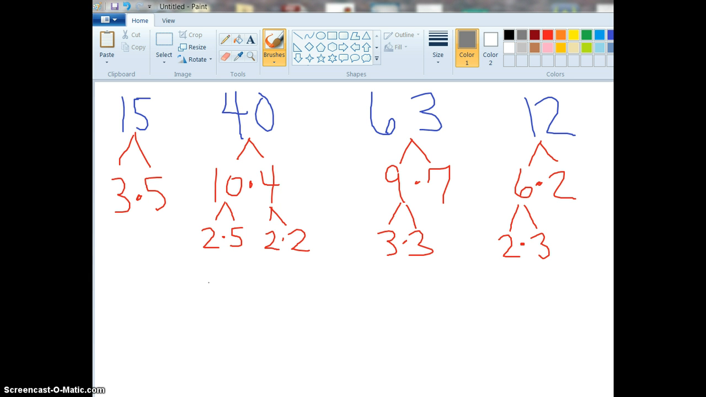For the number 40, we can write that as 2 cubed times 5. 63, we can write its answer as 3 squared times 7. Here at the end, 12, we can write that as 2 squared times 3. And the first number, just bring down its factors, 3 and 5.